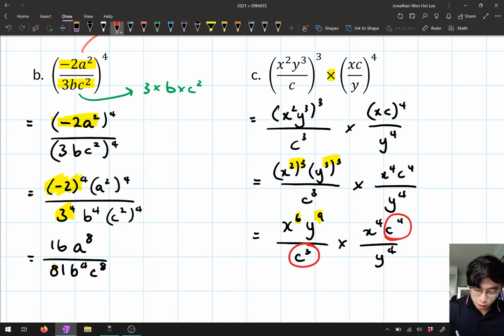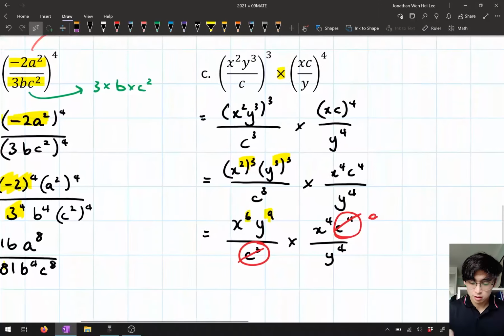And so what I can do is I can actually cancel out c cubed, and just like we would normally do when we do division, when I do c to the power 4 divided by c to the power 3, we minus the power. And so here I'm left with c to the power 1, or just c.